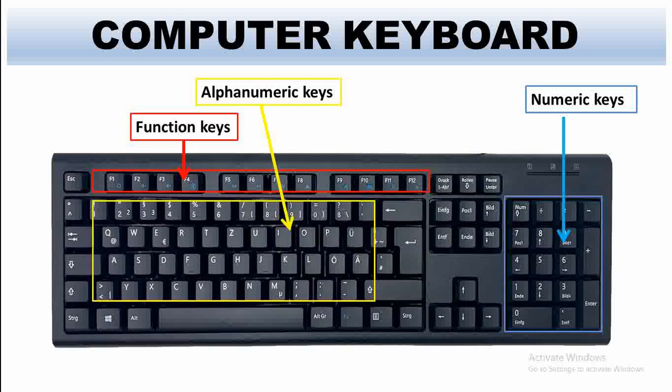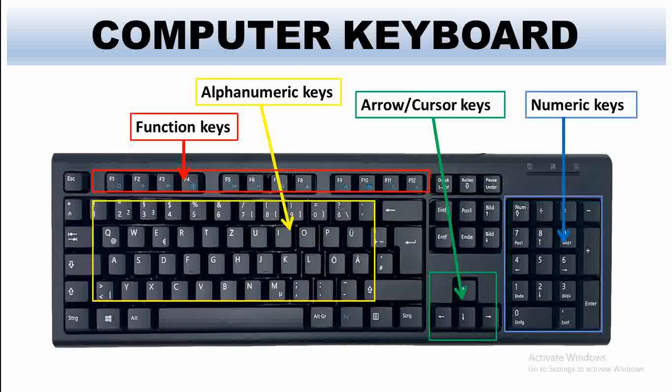Then the fourth one, we call it the arrow keys. We can see the arrow pointing up, down at this side. So we can see the arrows: up, down, left and right. We call it arrow keys or cursor keys. Either arrow key or cursor key, we call it the two, because we also use it to control the cursor. What is a cursor? Don't worry, by the time we get to Microsoft Word, you will understand what a cursor is.